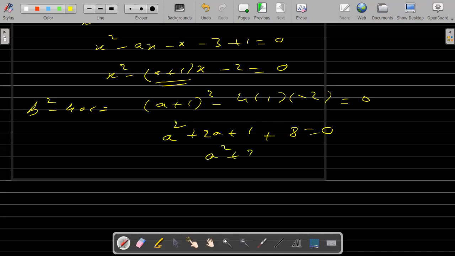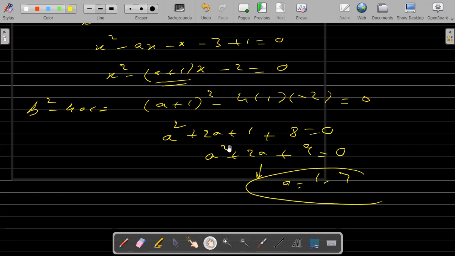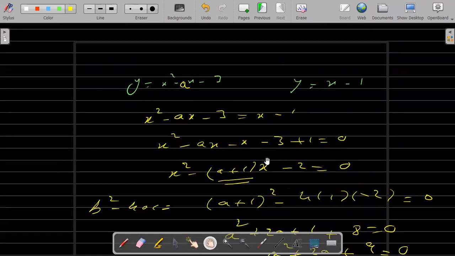Here you will make a quadratic equation. In fact, you cannot find the answer of a here. Why? Because this is my own rough example. The values were not correct. But here you will apply the quadratic formula and you will get two answers, whatever. So that will be the answer. Clear, Abdullah?